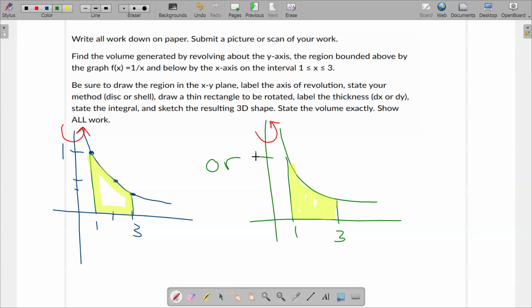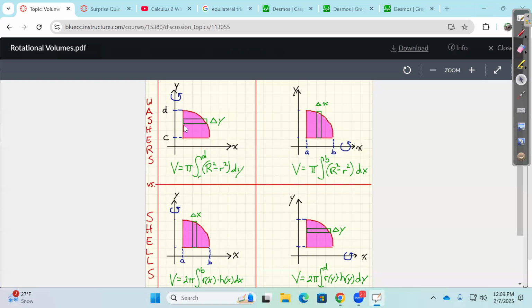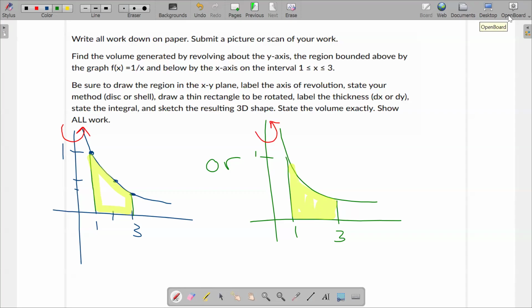All right, again, think about that cheat sheet. Washers are going to have a dy. So that means slices will look, oops, let's use a different color. Red for slicing will look like that. I think, am I getting this right? Shells, according to the cheat sheet, should be vertical like that, which looks easier.